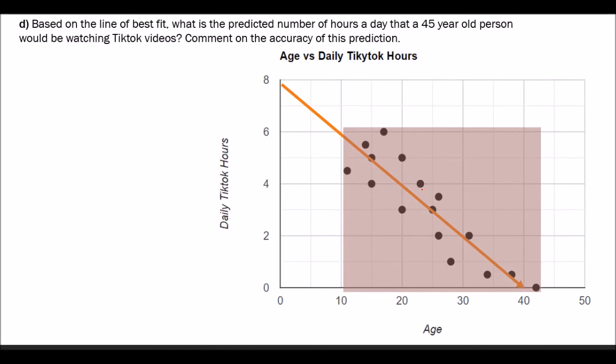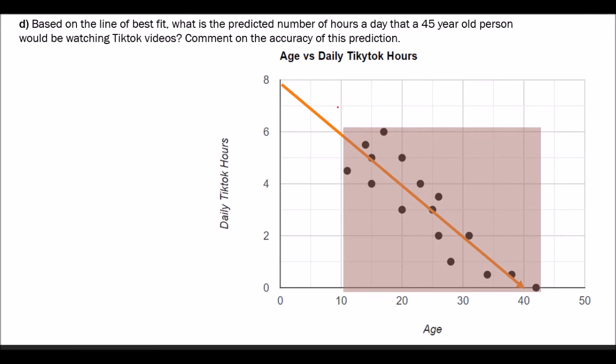All right. So let's think about this. Based on the line of best fit, what is the predicted number of hours a day a 45-year-old person will be watching TikTok videos? Okay, so think about your parents. Do your parents watch TikTok? Oh my gosh, no way. Really? Yeah. Wow. That's crazy. You can see some of the TikTok on Facebook. Right. Well, okay, that would count, I guess. But I mean, this is data based on Guido's friends.